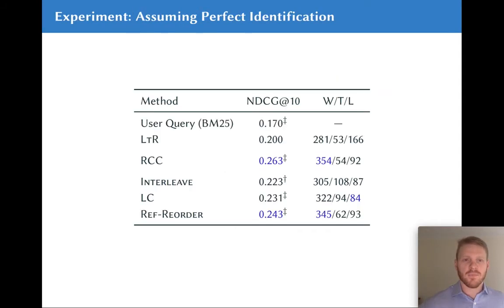So assuming we can always find the correct centroid for these queries, we see our 4 approaches, RCC, interleave, LC, and ref reorder, they significantly outperform a learning to rank baseline. And this is after doing a family-wise Bonferroni correction. So we're seeing very large improvements here. And again, the LTR baseline is much stronger than the user query BM25 baseline.